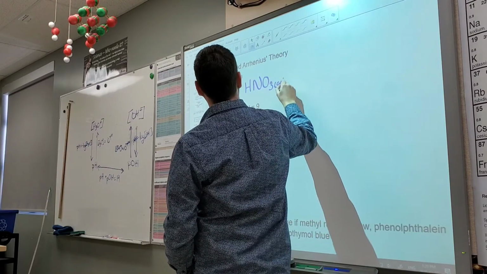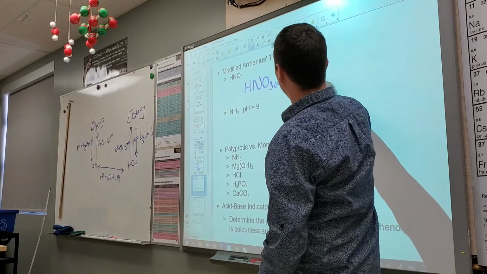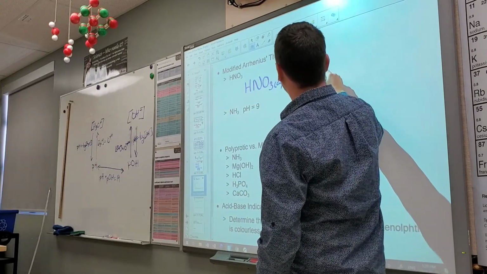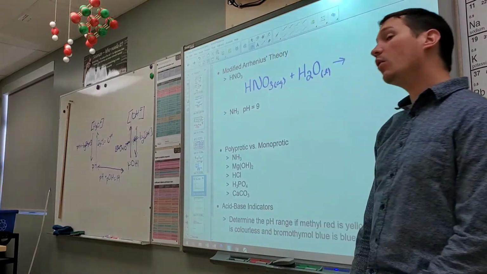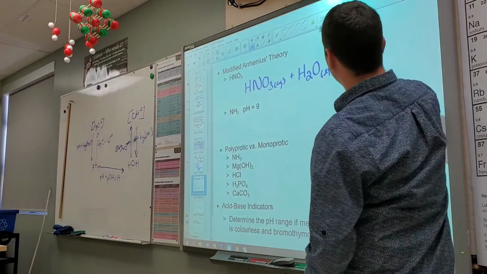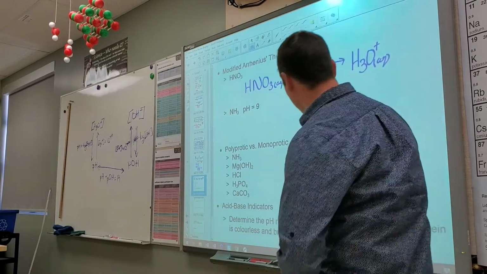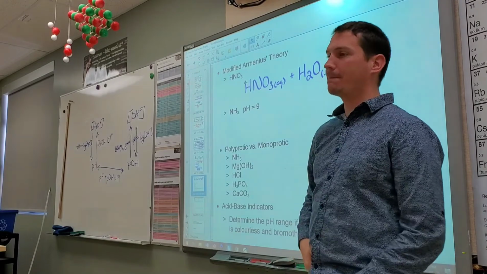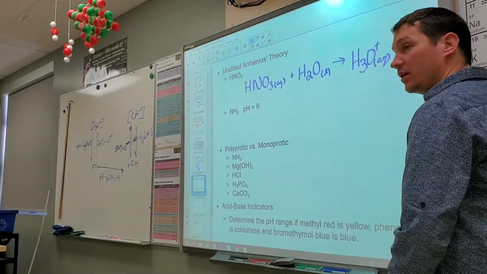So what has to happen in order for this thing to make H3O in water? HNO3. What does it have to react with? It has to react with water. And what is it going to produce? It's going to produce H3O and whatever is left over. This is called the slidey finger rule. Remember that? You don't remember the slidey finger rule?